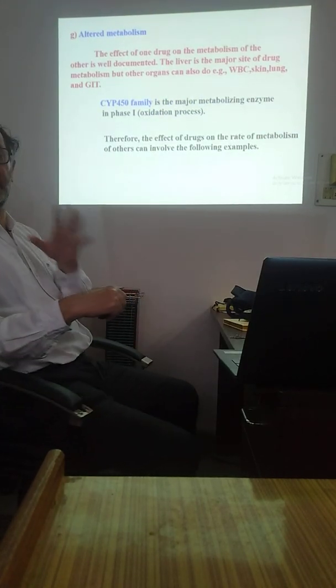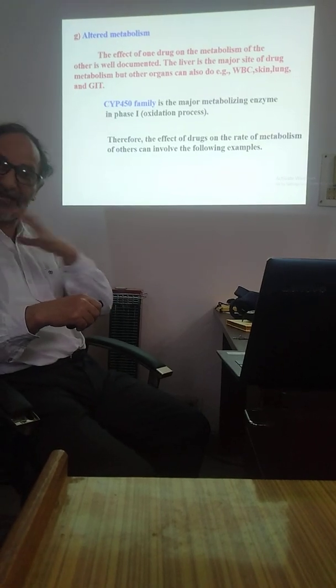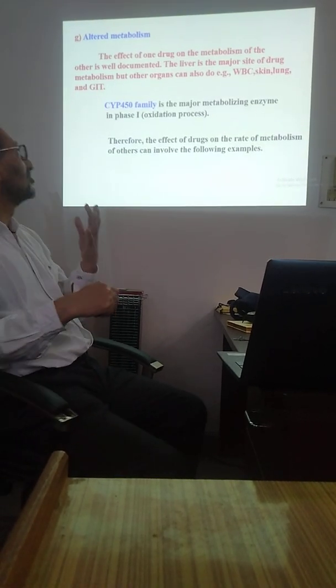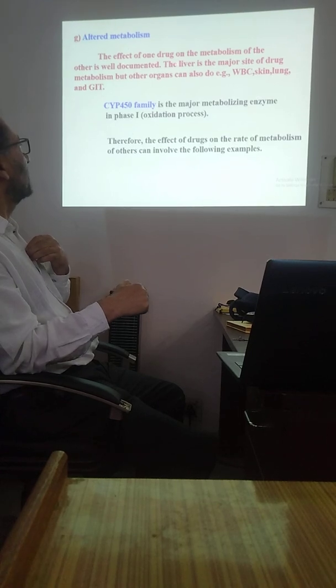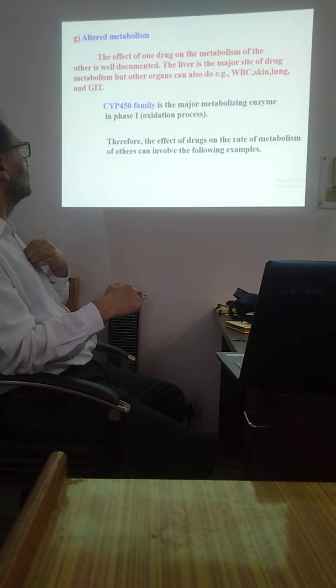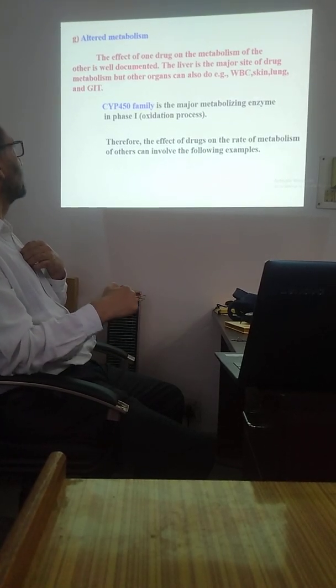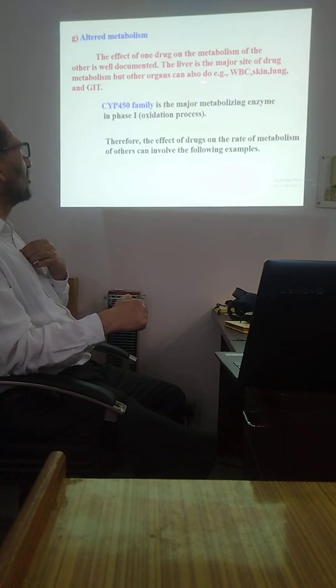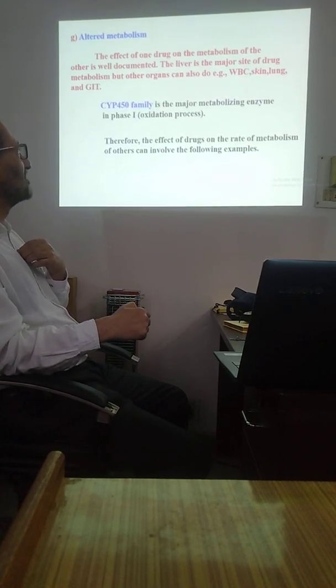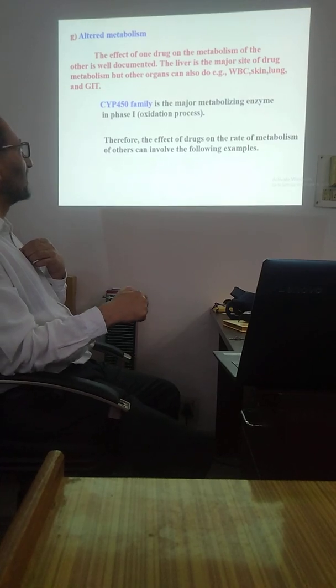Now metabolism is a big chunk of drug interactions. It's a separate lecture. But so far as drug metabolism, the effect of one drug on the metabolism of another is well documented. The liver is the major site of drug metabolism, but other organs can also be involved, such as the WBCs, skin, lung, and the GIT, where metabolism takes place.